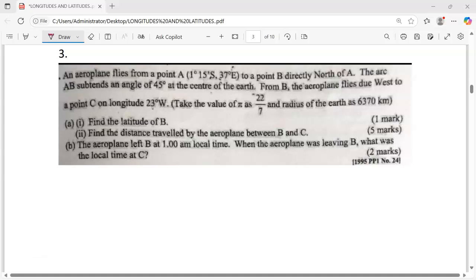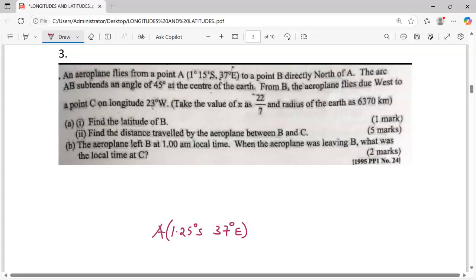We are presenting a question on longitudes and latitudes, KCSE 1995, paper 1, number 24. The question reads: an aeroplane flies from a point A, 1 degree 15 minutes south, 37 degrees east, to a point B directly north of A. We have a point A, which is 1 degree 15 minutes south. Those 15 minutes you divide by 60, you get a quarter. That means this is the same as 1.25 degrees south and 37 degrees east.